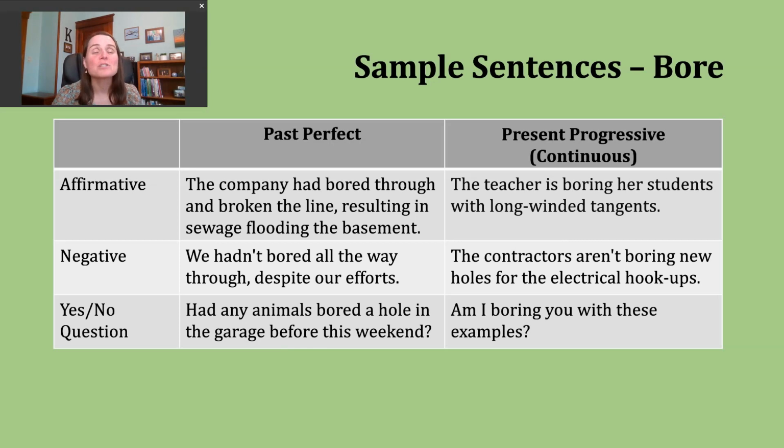Okay. But if my subject is he, she, or it, I'll use is not, and then the ing form of the verb. And finally, if my subject is I, you, we, or they, I'll use are, A-R-E, and then the ing form of the verb.